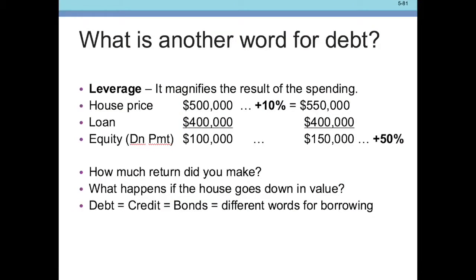So this slide is, what's another word for debt? Well, it's leverage. So a house price here, you've borrowed $400,000 for your $500,000 house, and you put $100,000 down. That's your down payment or your equity in the home.